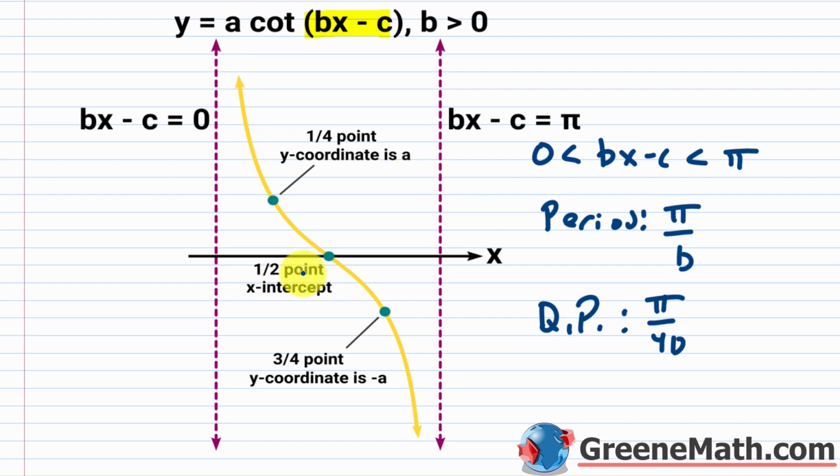Then at the halfway point, the x-intercept, again, I could just add a quarter period to get the x value there. And then for the y value, in this form, it's just going to be 0. But again, if you have a shift up or down, you have to consider that.